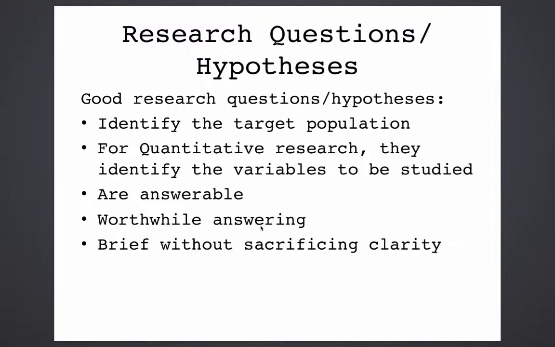For quantitative research, they should identify the variables that are going to be studied. In qualitative research, you don't necessarily have to identify variables, but you have to be very clear about the phenomena of interest that you're going to be studying. And in fact, in qualitative research, hypotheses don't even really come into play until the end. That's kind of the output of qualitative research, is the hypothesis.